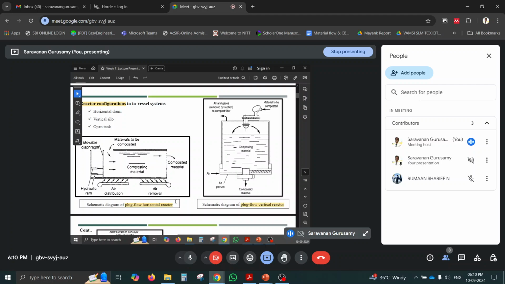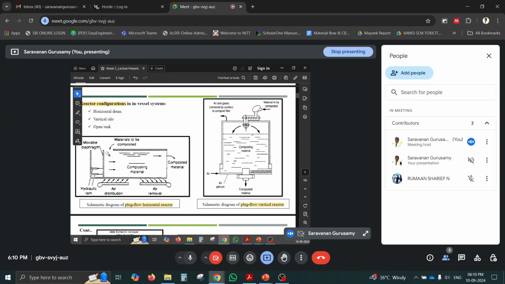Okay, then what are the configurations, reactor configurations, in the in-vessel composting? One is horizontal drum, vertical silos, and also the open tank. These are the three configurations we can go. It may be a horizontal drum, we can see here, that is a plug flow horizontal reactor we will say, because there is a flow, that is a material that is going to be composted, maybe a food waste or a vegetable waste, any organic waste we are feeding, that's the feed.